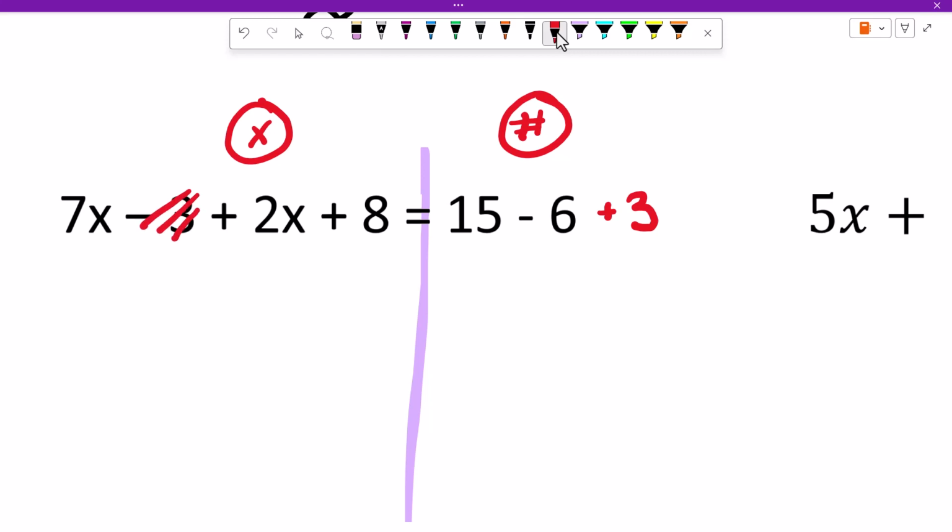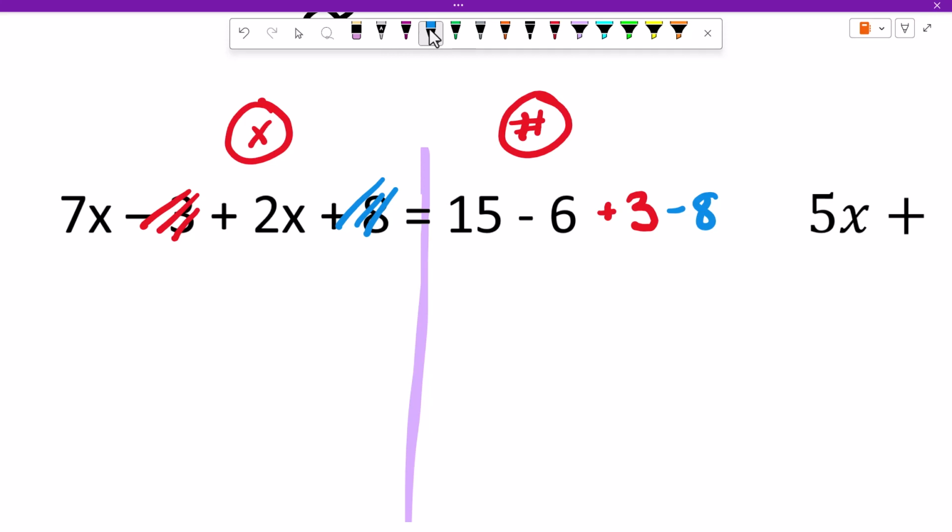Then we have this 2x. Is this okay here? Yeah. X on x. 8. Is it okay here? Positive or negative on the other side? Negative. So I'm going to pick up this 8 and move it to the other side. Make it negative 8. Okay. The 15, is it okay? Yeah. The 6, is it okay? Okay, so now everything is where it belongs.